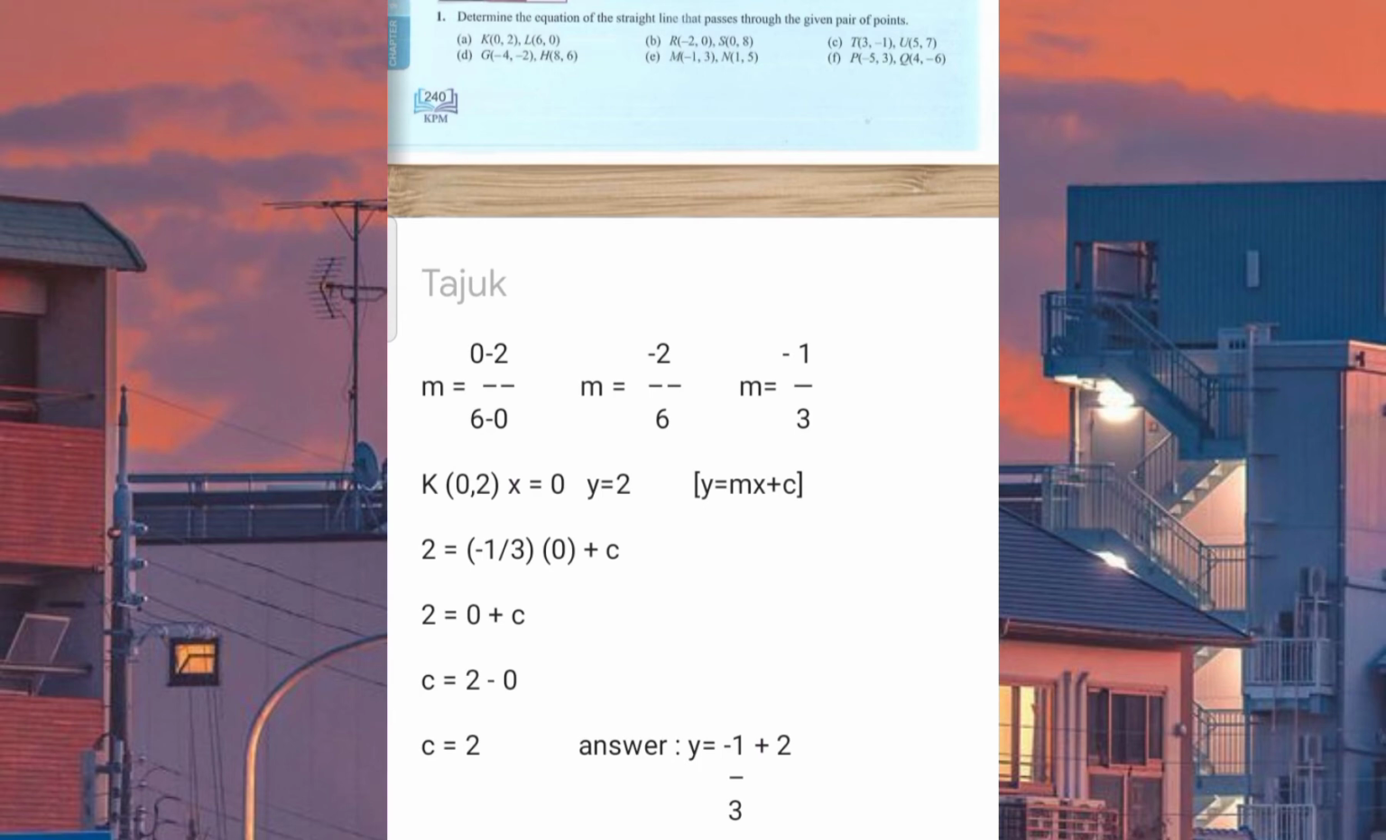Point K: x equal to 0, y equal to 2. So we use this formula, y equal to mx plus c. 2 equal to negative 1 over 3 times 0 plus c. 2 equal to 0 plus c. c equal to 2 minus 0. c equal to 2. So, the answer is y equal to negative 1 over 3 x plus 2.